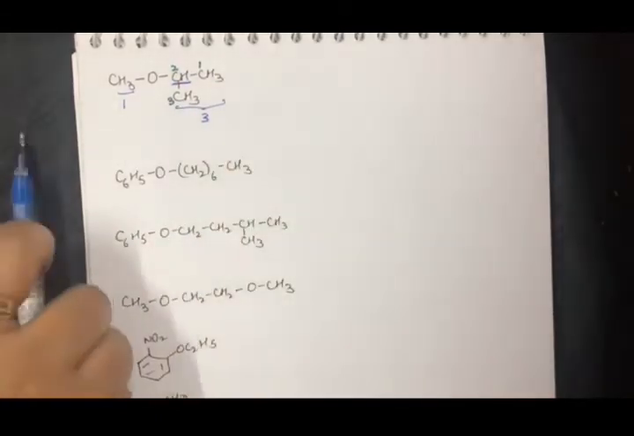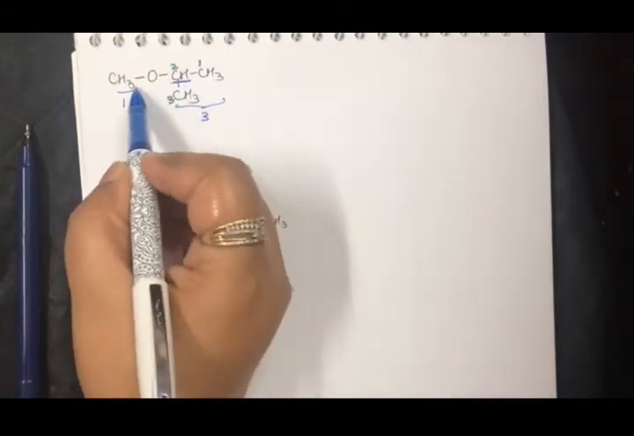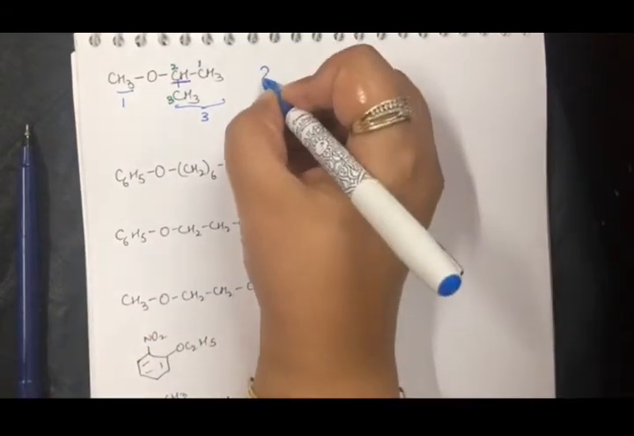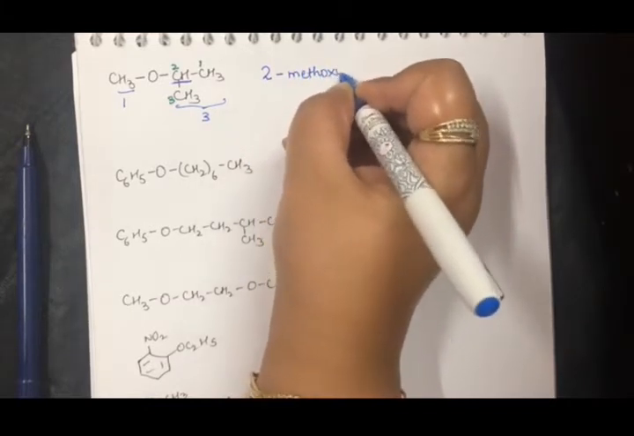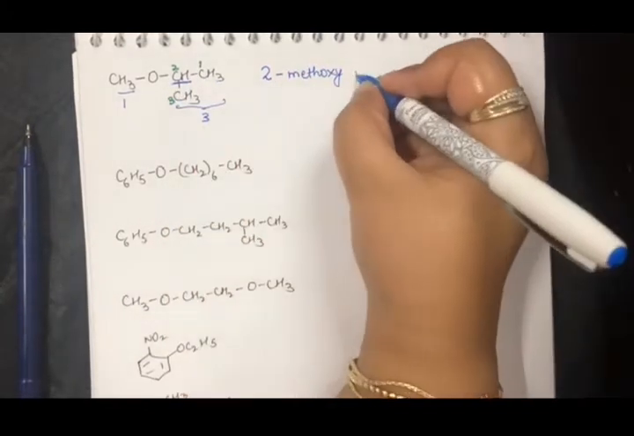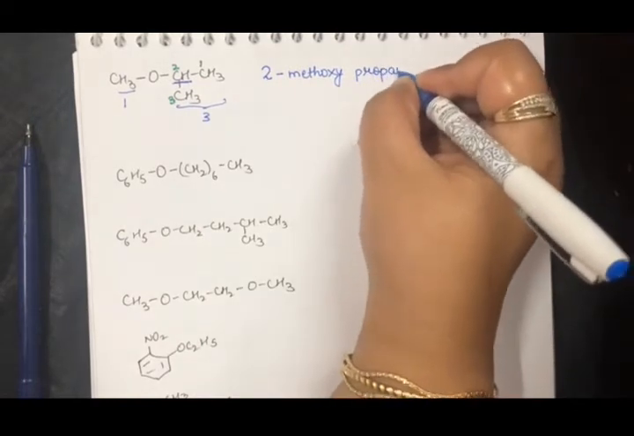So where is your alkoxy group present? It is present at the 2nd position. So you will call it as 2-methoxy. How many carbons in the alkane chain? It is 3. So it is 2-methoxy propane, right?